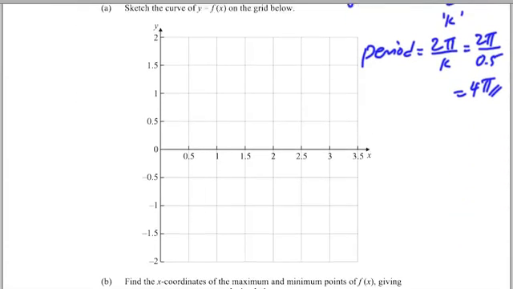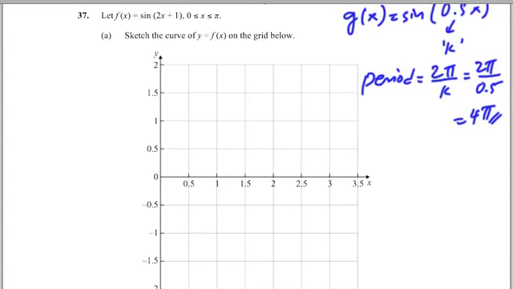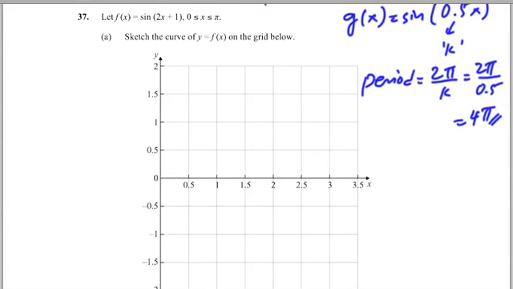Okay, so let's do 37. Let me move up a little bit. Okay, so let f of x equal that. Now that is not factored, so the most important thing right now is to factor it. So f of x is equal to sine of 2 times (x plus half).